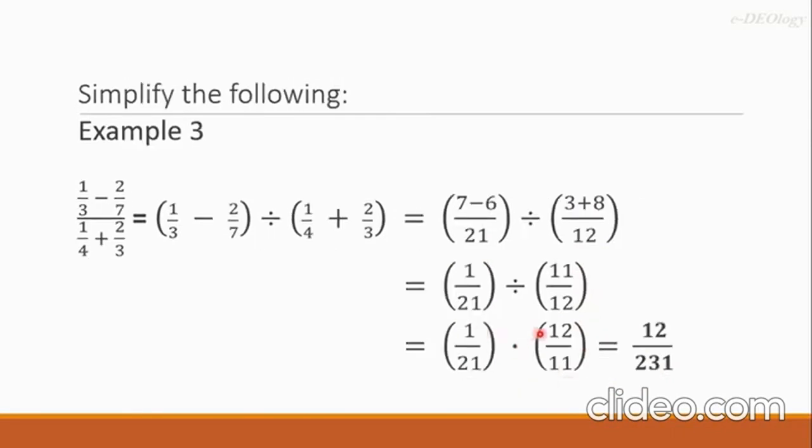So 1 times 12 is 12. 21 times 11 is 231. So 12 over 231 is our final answer.